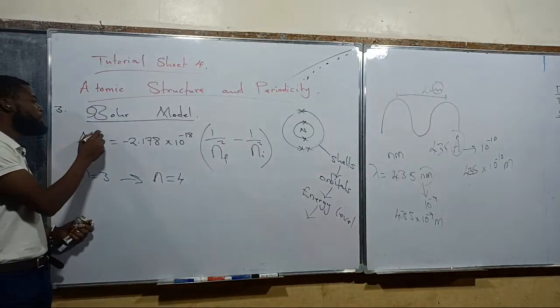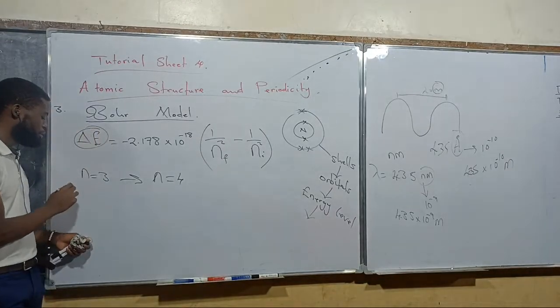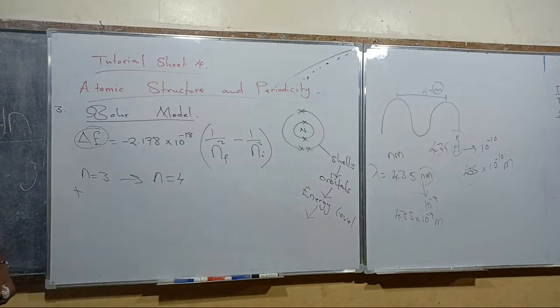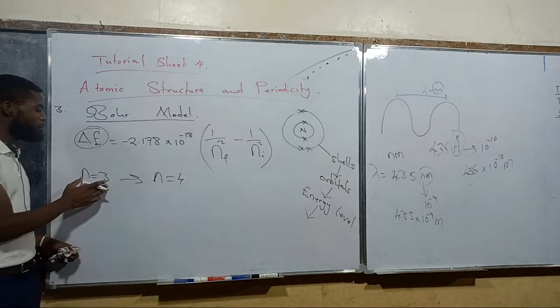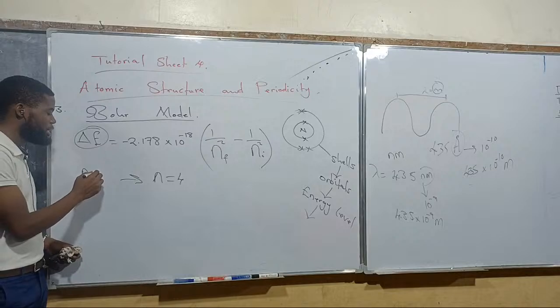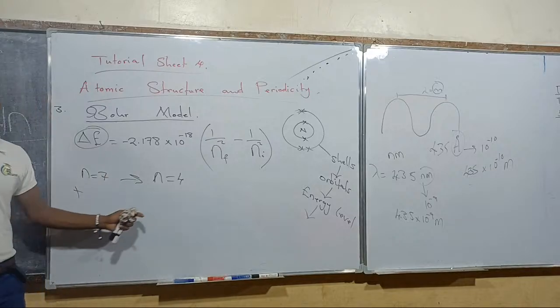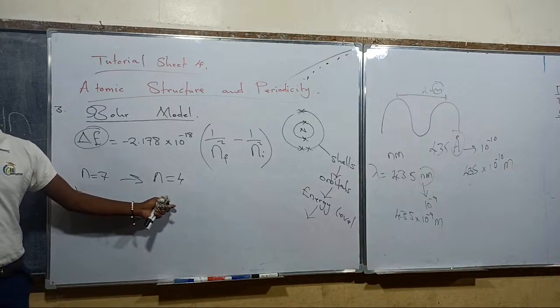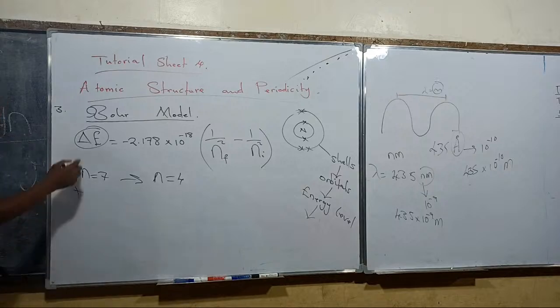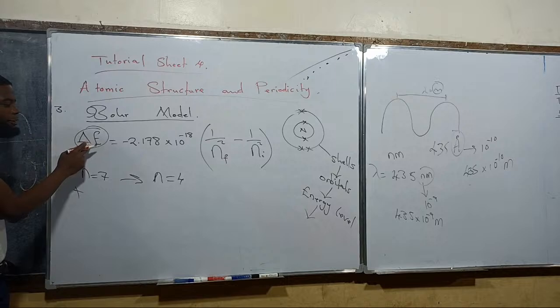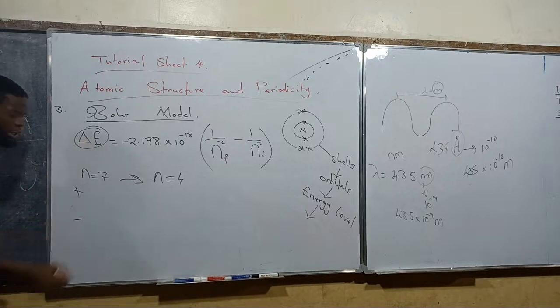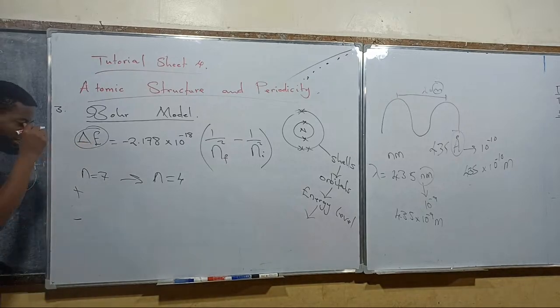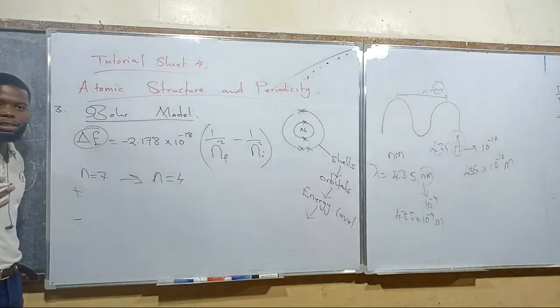And the value for E is going to be what? Positive. Okay. When an electron is moving from a higher energy level, let's say 7, to a lower energy level, energy is going to be what? Lost. And the sign for delta E is going to be what? Negative.